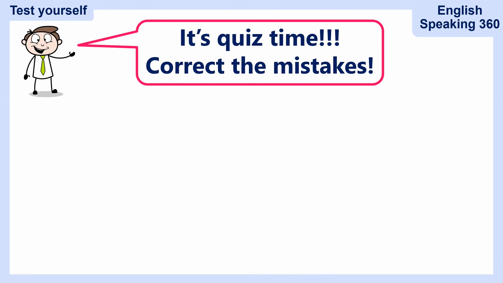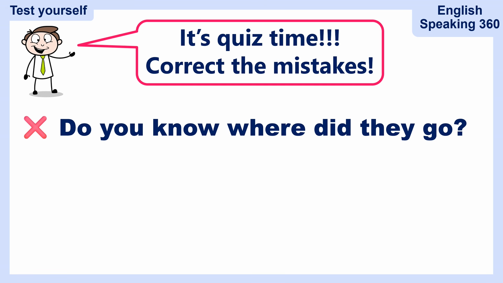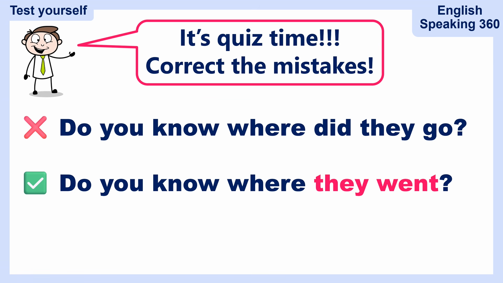Try to correct the mistakes. Here's the first sentence, and it is not correct. Do you know where did they go? Can you make it right? The answer is, do you know where they went? Because did go becomes went. Give yourself 1 point if you got it right.